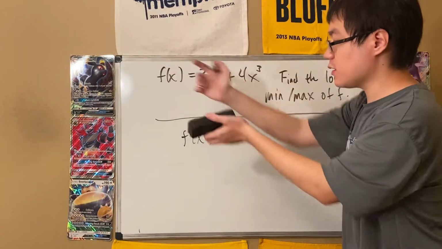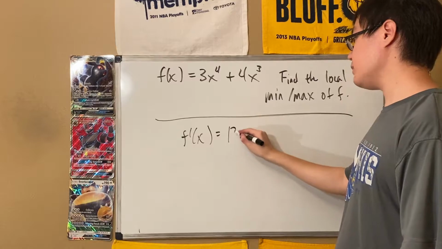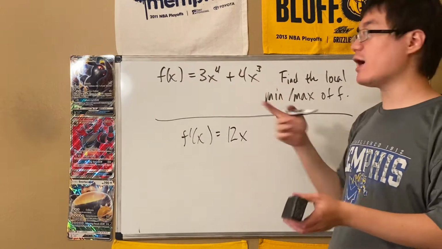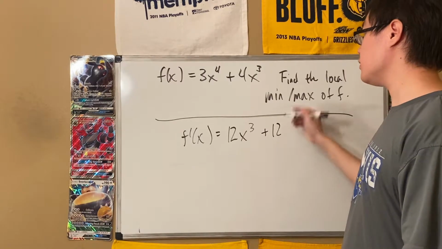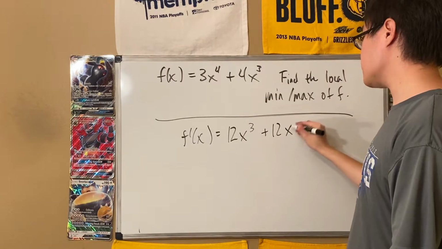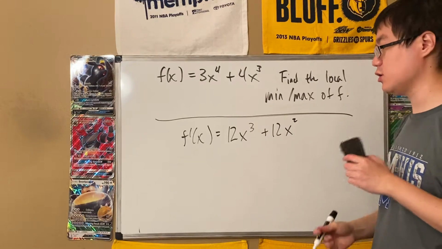Taking the 4, dropping it to the front, letting them mingle. So it's going to be 12x. Of course, we subtract 1 from the exponent, it's going to be 3. Likewise, this is going to be 12x as well, the 3 to the front, and now it's going to be x squared. 3 minus 1 is 2.